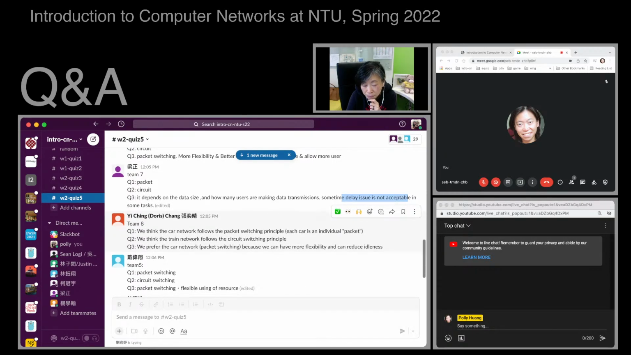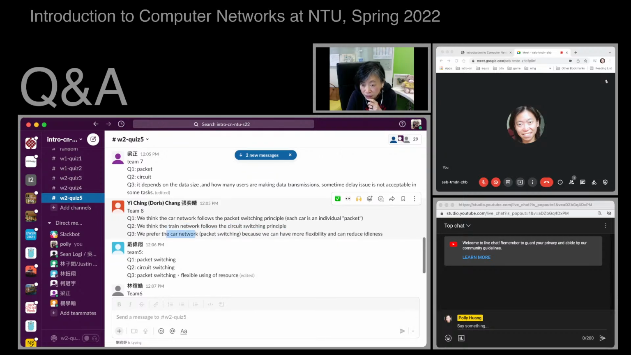Team 8, car network, packet switching principle, and the car is more like the individual packets. I see. Train is more circuit switching. And you prefer the car network, packet switching, for more flexibility. Yeah. You know what? For a network where the resources are limited, it's always a better thing to have more flexibility.